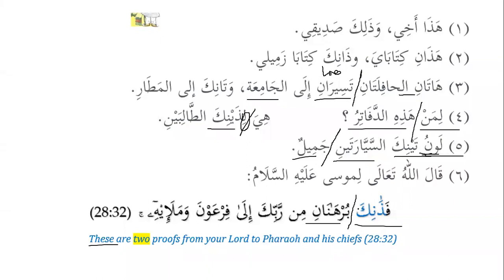ذَلِكَ الْكِتَابُ لَا رَيْبَ فِيهِ. ذَلِكَ الْكِتَابُ, if you look at different translations, in some translations you will find "this book", and in some translations you will find "that book".